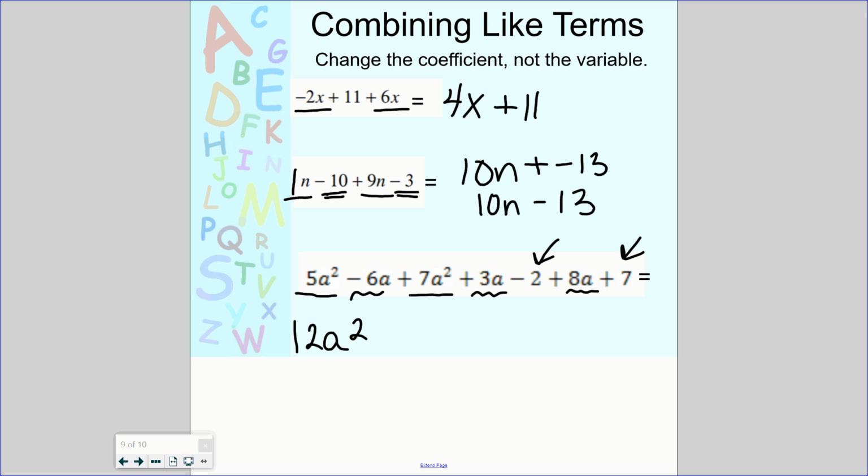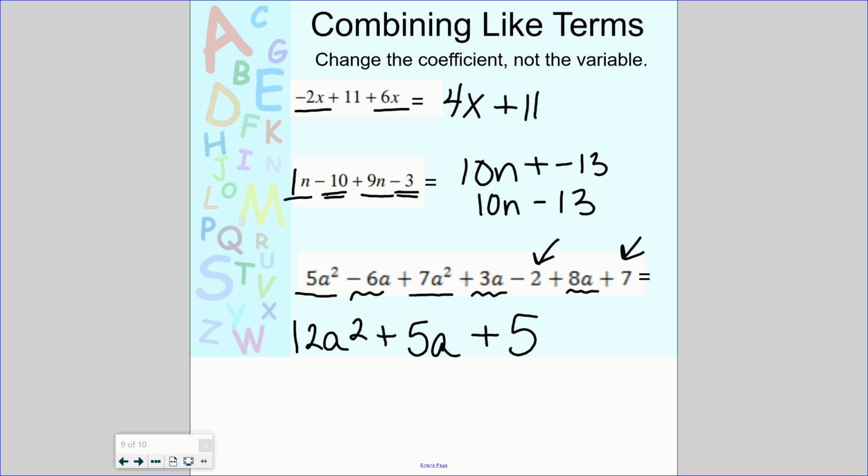12a squared. Okay, my negative 6a, 3a, and 8a. It's addition, so you can do it in any order you want. So 3 and 8 give me what? 11. And then a negative 6 gives me a positive 5. So plus 5a. And then finally, I have a negative 2 and a positive 7, which are going to give me what? Positive 5. And again, these cannot be combined together. They all have different variables, so this is as far as you would be able to simplify that expression.